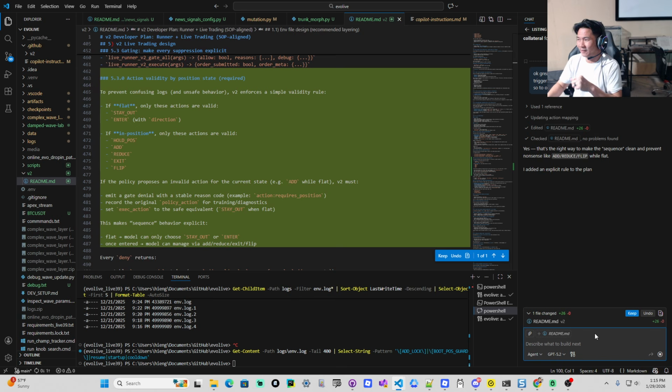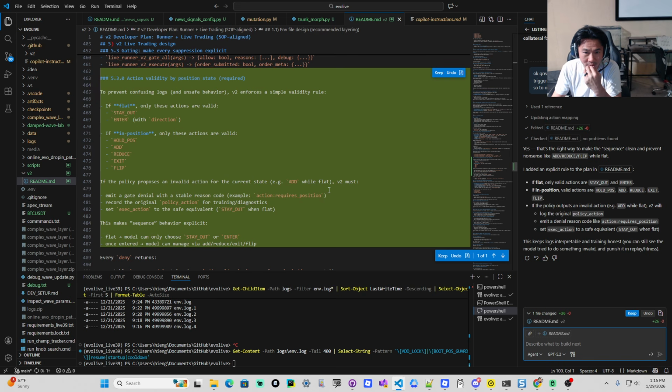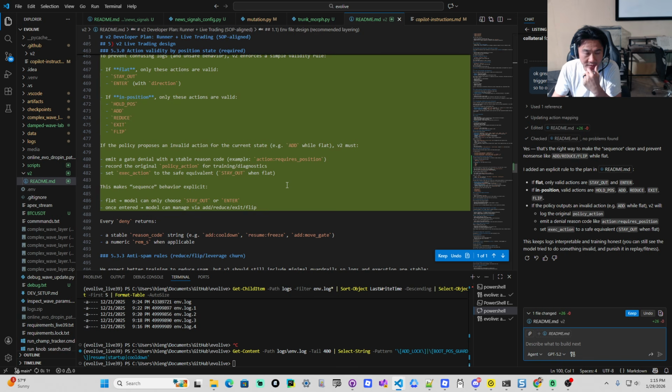Amazing. Alright, so that's clear. We got this down. So proposed valid actions, current state, add while flat. B2 must emit a gate denial with a stale reason. Action requires position. Record the training diagnosis. Yep, stay out when flat. This makes sequence behavior explicit. Flat model can only choose stay out or enter. Once entered, model can manage via add, reduce, exit, flip. Okay, great.